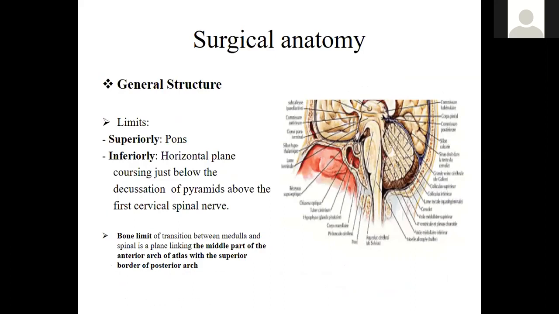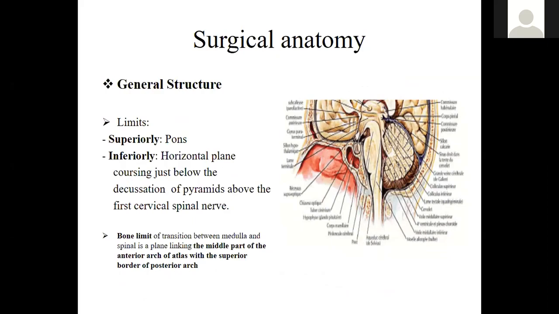It's limited above by the pons here, and then inferiorly by a horizontal plane that passes just below the decussation of the pyramids above the first cervical spinal nerve. So here we can see the atlas, the first vertebra. We can't clearly see the first cervical spinal nerve, but the horizontal limit is that plane that passes just below the decussation of the pyramids and the first cervical spinal nerve.